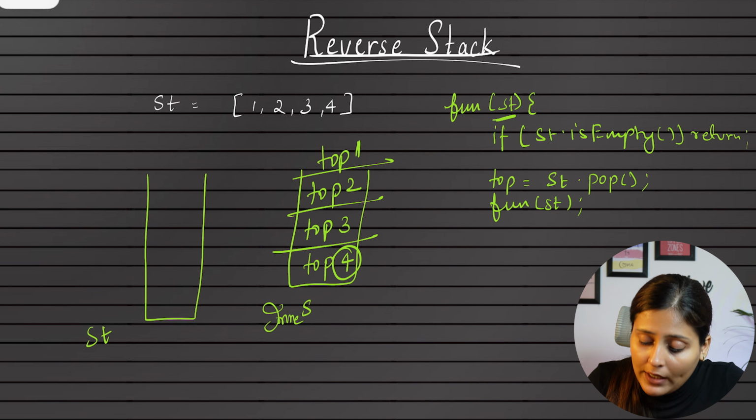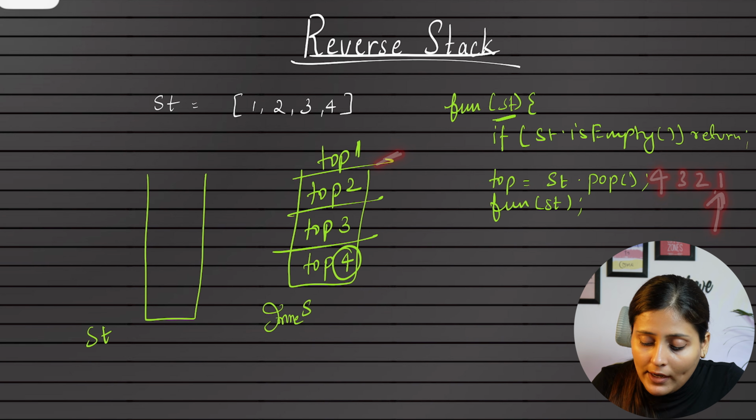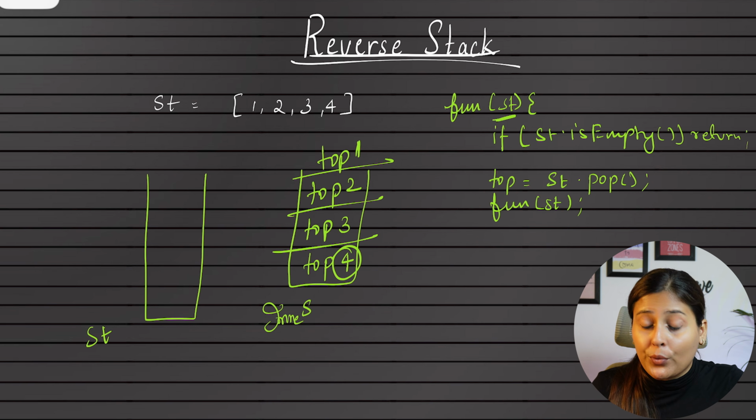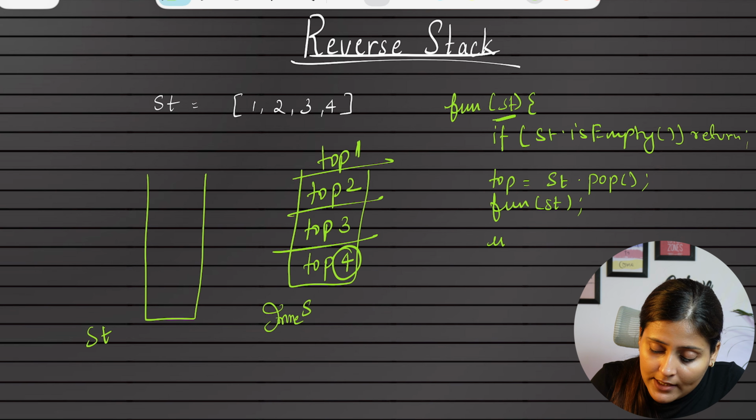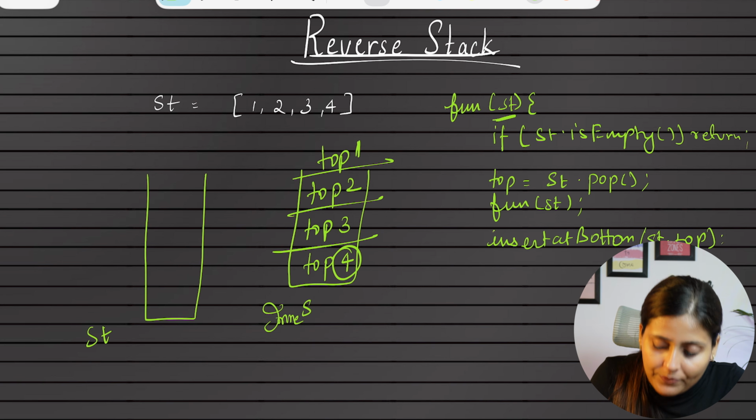So now after these lines, this stack will become empty, and the inner stack of this function will look like this. At the top we have 4, 3, 2, 1. But currently at the last call, we have top 1 and we have an empty stack. What do we want to do? Can I make another call, another function, let's say insert at bottom? Why? Because our task is to insert the top elements at the bottom of the stack. So st, and this is top, correct?